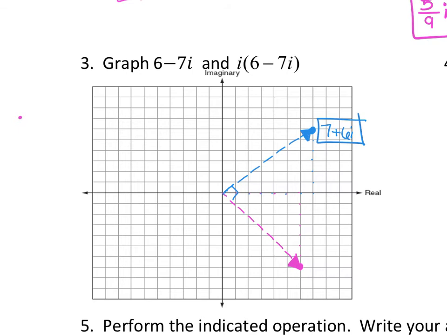Okay, so again, we got that by doing the 90 degree rotation because we're multiplying by i to the first power. We can show this algebraically by distributing our i. Leaves us with 6i minus 7i squared. And we know that i squared, we can plug in -1, which gives us 7 plus 6i, and it checks.